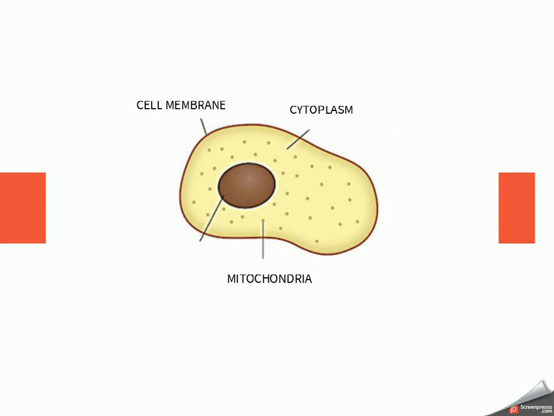Now to do that, they carry out a chemical reaction called respiration. And in that chemical reaction, it releases energy, and then the cell can use that energy to do whatever job it needs. So if we're asked for the function of the mitochondria, it's to carry out respiration and produce energy as a result.